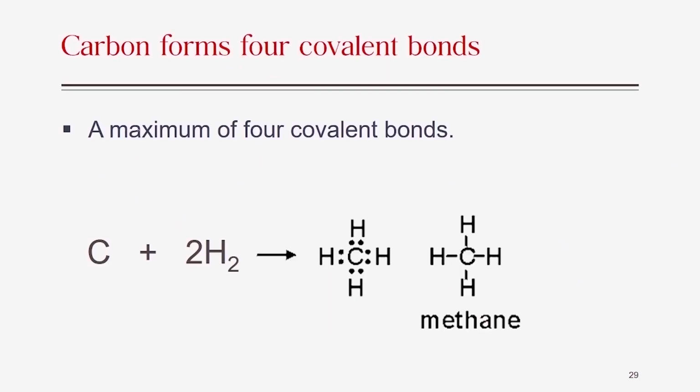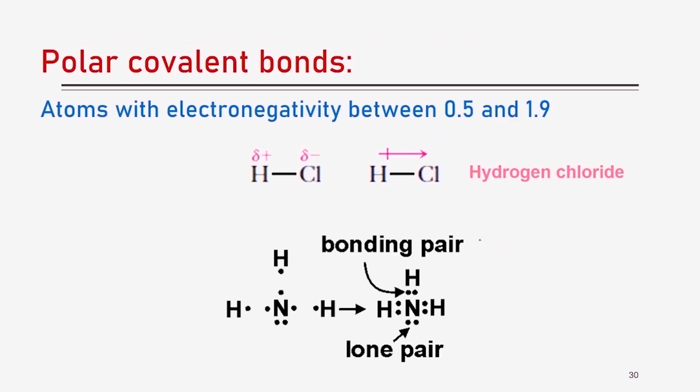Now moving to carbon. Carbon has the ability to form a maximum of 4 nonpolar covalent bonds. For example, in methane, the carbon has 4 valence electrons. It shares the 4 electrons with the 4 hydrogen atoms. By that, the carbon becomes surrounded by 8 electrons.